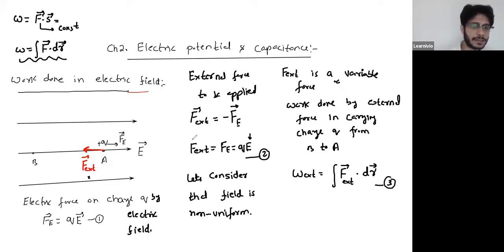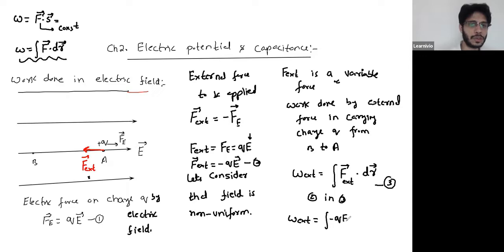And if I write this in vector form, this is how we write magnitude of F external. If I consider that as a complete vector, then I can write this as minus QE. This minus sign will show that they're acting in opposite directions. So I can easily substitute 2 in 3. If I substitute 2 in 3, then work done by external forces is minus of Q E dot dr.